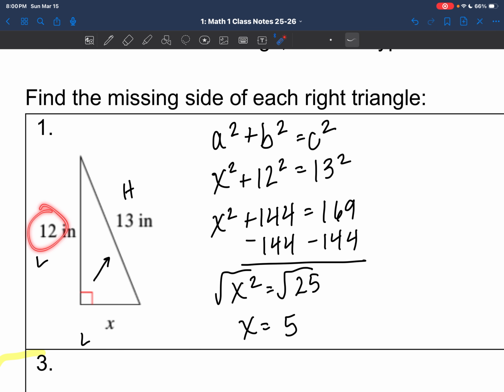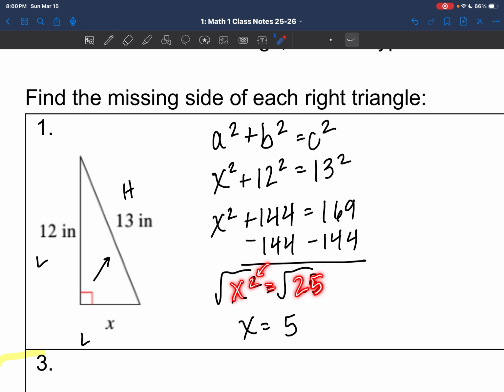So I know A is one of the legs, and since 13 is your hypotenuse, this goes with C. C has to be your hypotenuse. And then now you're going to subtract. 12 squared is 144. Subtract 144 from both sides. Okay, now I'm going to get x squared equals 25.